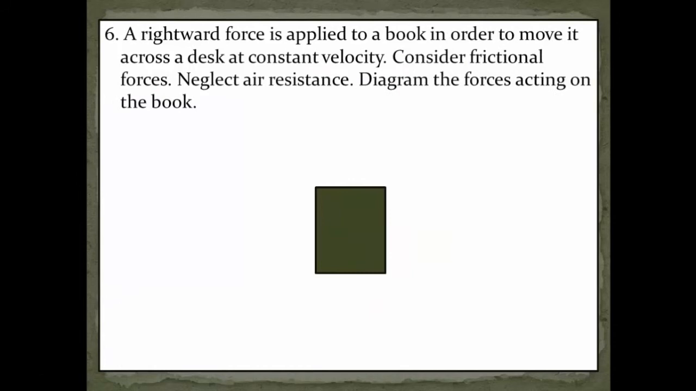A rightward force is applied to a book in order to move it across the desk at a constant velocity. Aha! So now instead of having a rightward acceleration, we're going to have a constant velocity. I would hope by this point we all have clued into the idea that that means the forces have to be equal and opposite, which means if we have an applied force here, we should also have the force of friction coming back with exactly the same amount. So it's still moving, but it has a constant velocity. Okay?